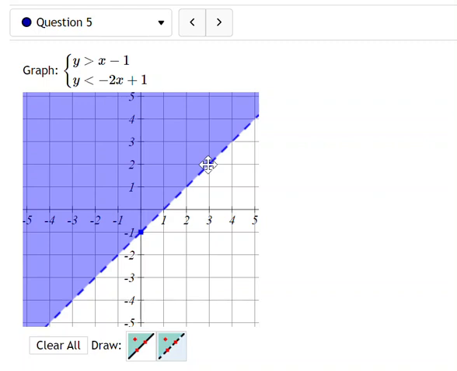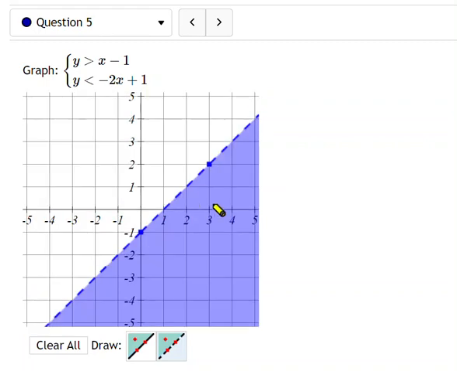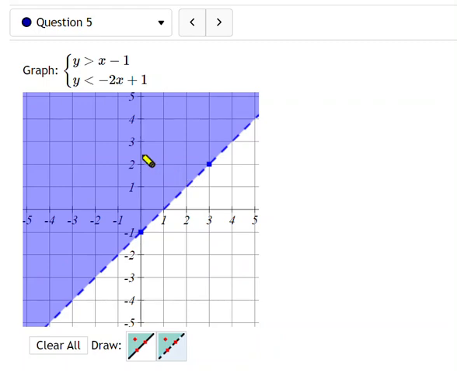If I want to shade above the line, I could put a dot over there. If I want to shade below the line, notice how my pencil, if I move it to the other side, shades below the line. So it says y is greater than x minus 1, so I want to shade above this line. So I'm going to do that. I just picked a point on that side, and that will fix the shading so that the shading for that line stays on that side of the line.